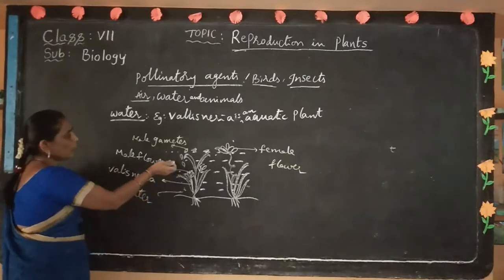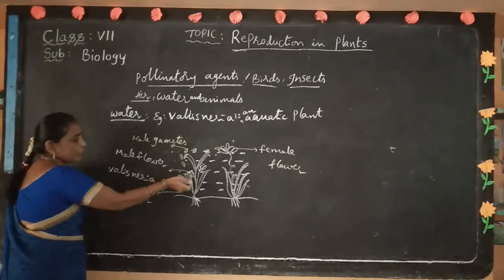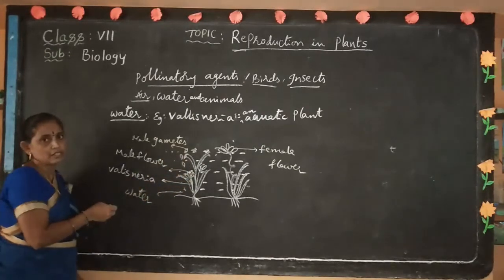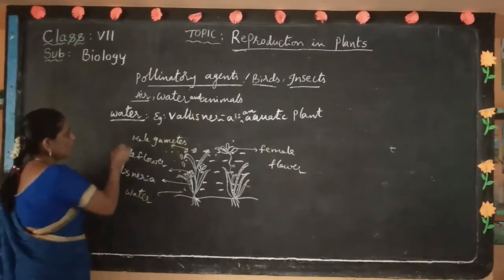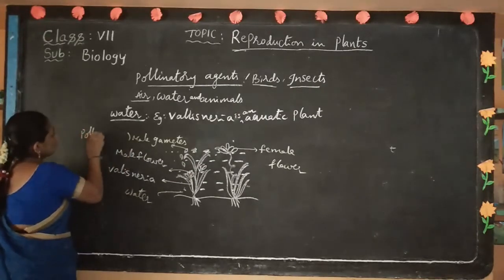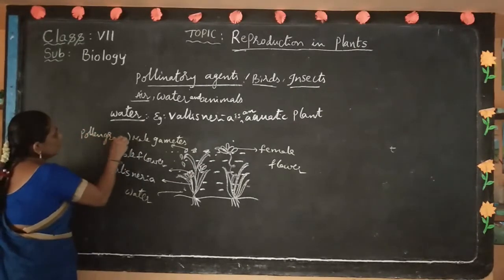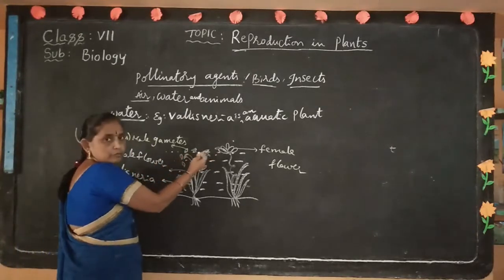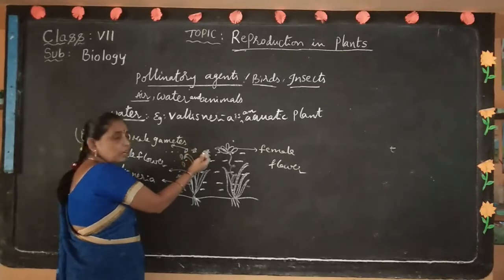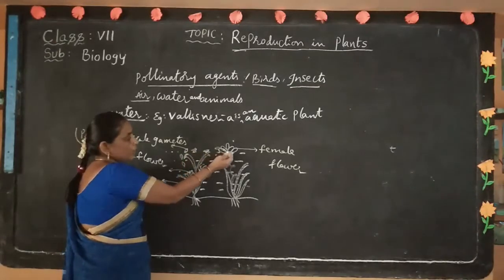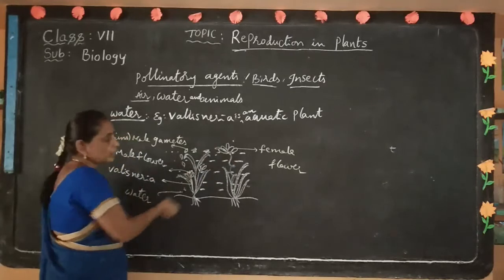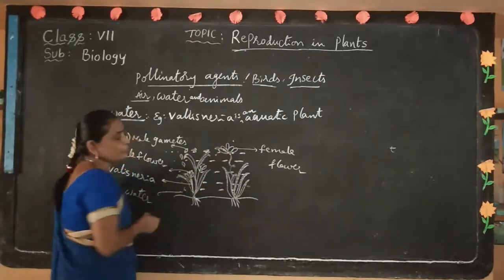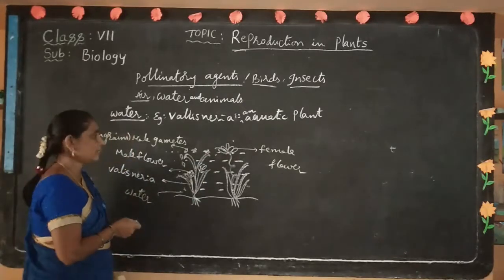Once the male flower is mature or ripe, it releases male gametes or pollen grains. Male gametes means pollen grains. The released pollen grains float on the water, moving from one place to another. Then they reach the female flower. Then fertilization is done. Fusion of male and female gametes is known as fertilization.